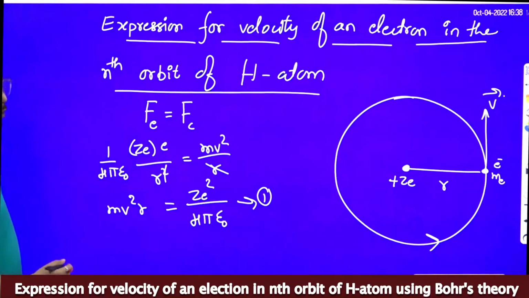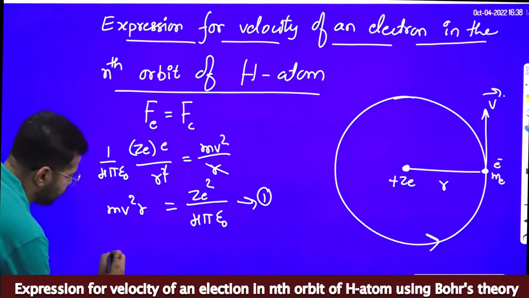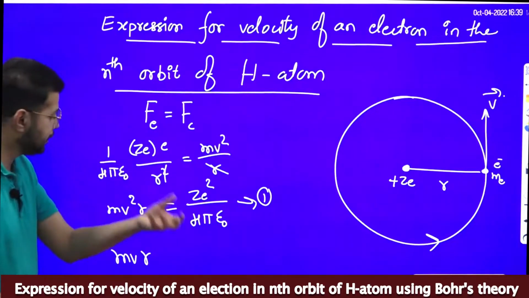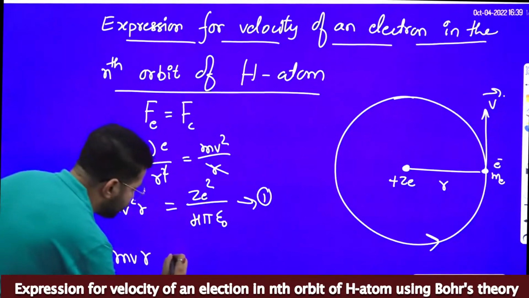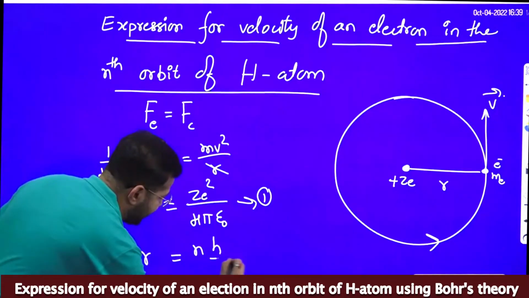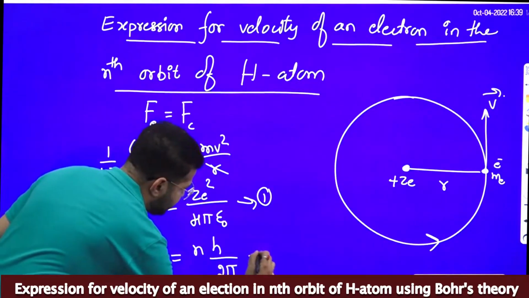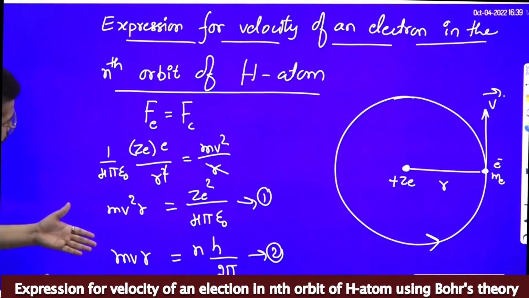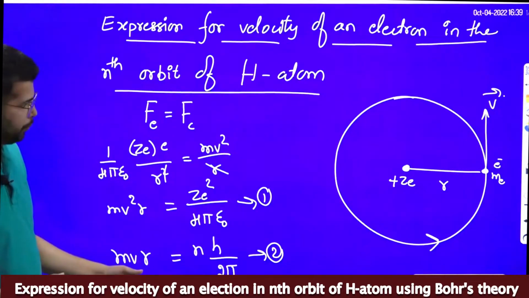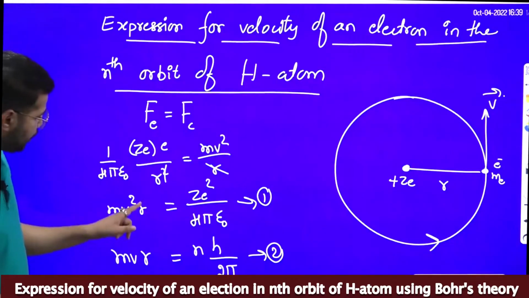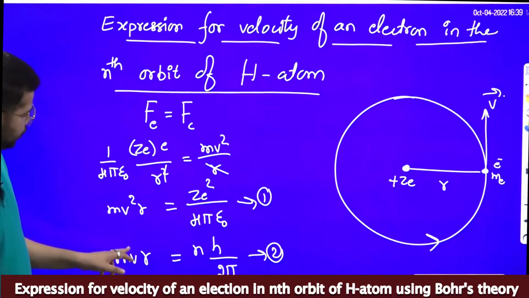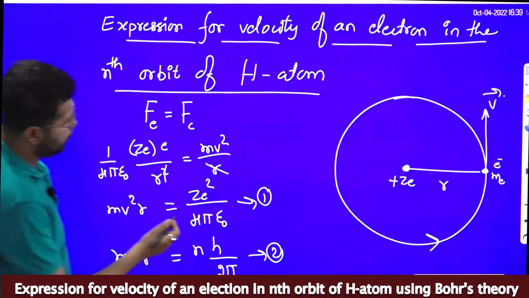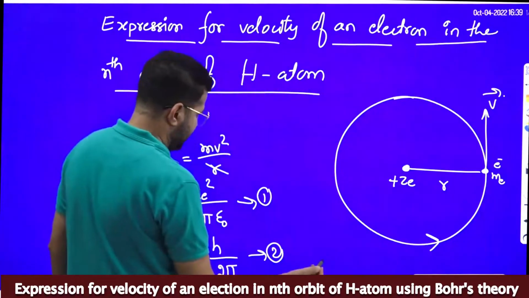Now, according to Bohr's second postulate, what does it say? Angular momentum of an orbiting electron in a stationary orbit should be an integral multiple of h by 2 pi. So, this is Bohr's second postulate. Now, what we will do is perform 1 by 2. Then this m gets cancelled, r gets cancelled. What remains is only v.